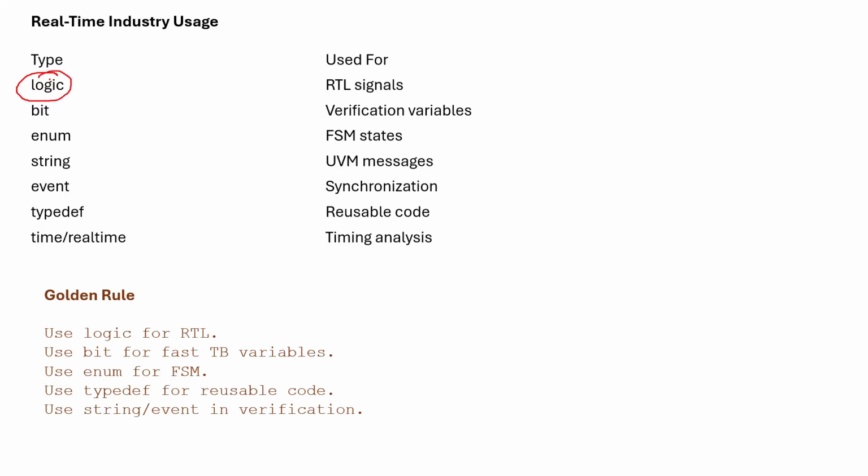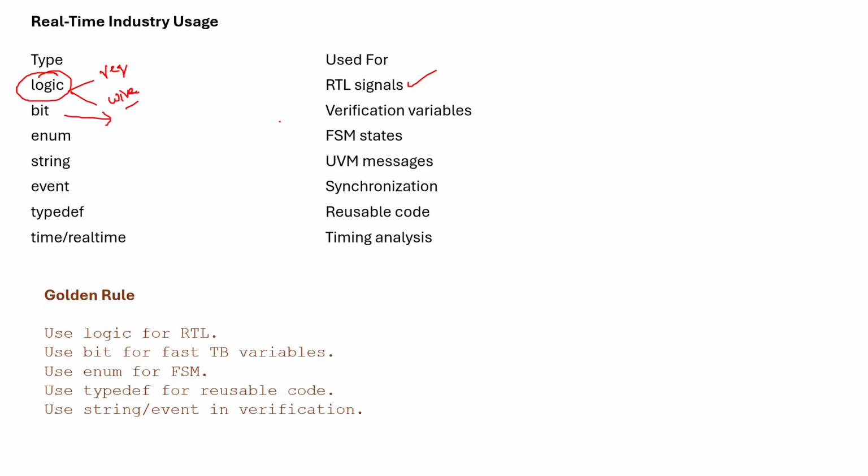When you are using logic, it means RTL signals. Whenever you are representing input and output ports in your RTL, we can go for logic only, because logic avoids the conflict between reg and wire. When you are using reg and when we are using wire, this conflict will be resolved by using logic.